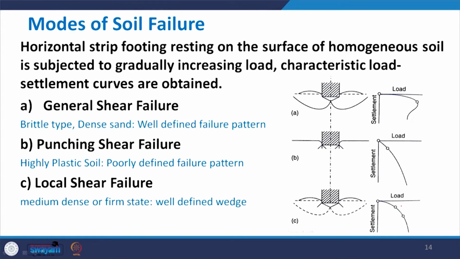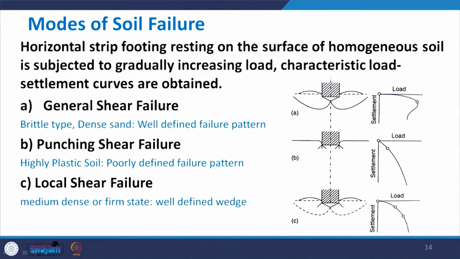For the modes of soil failure, consider a horizontal strip footing resting on the surface of homogeneous soil and subjected to gradually increasing load. Let us discuss the characteristic load settlement curves. You know that when we conduct some test, for example a plate load test, we can get the load settlement curve. The plate load test is called PLT in short. Using PLT, the curves shown in these figures can be obtained.